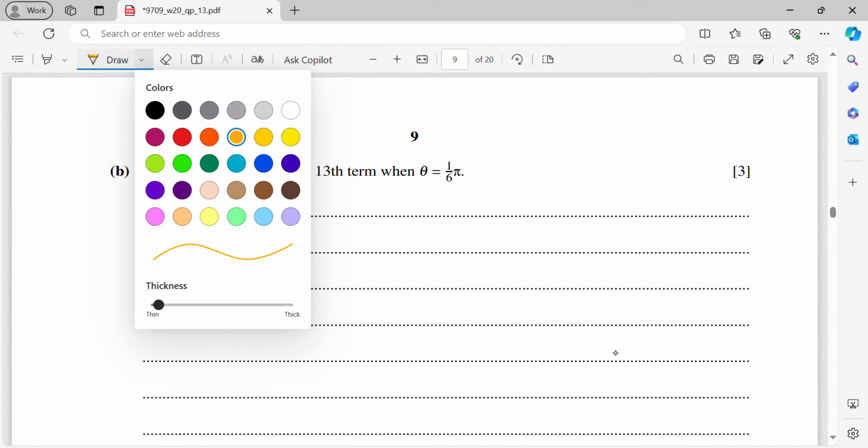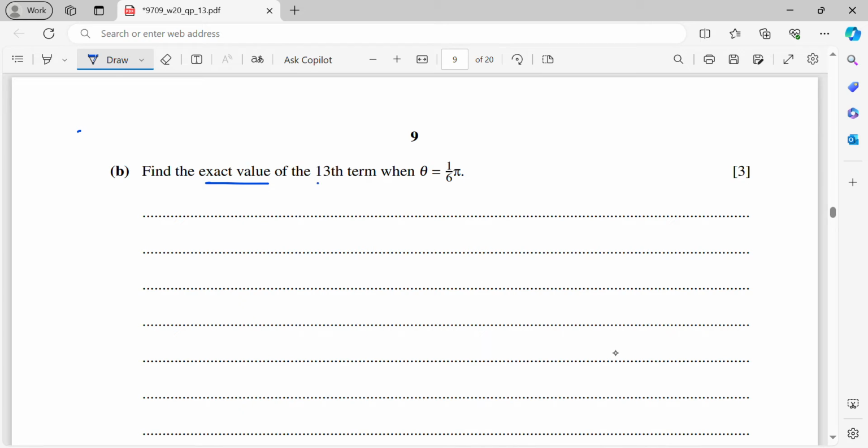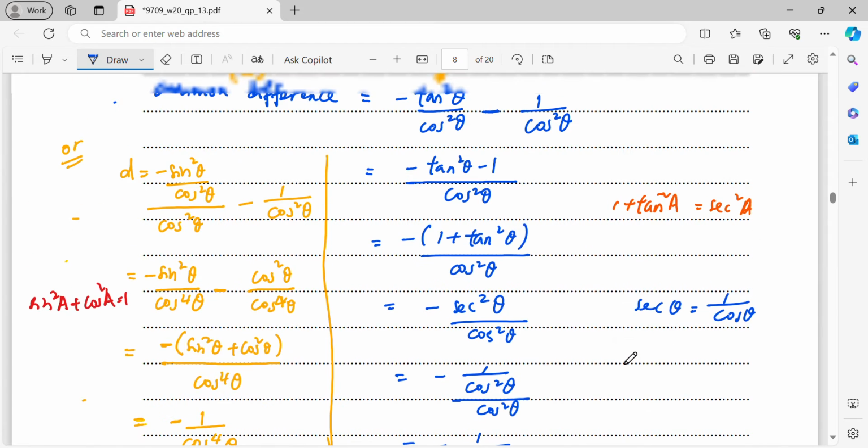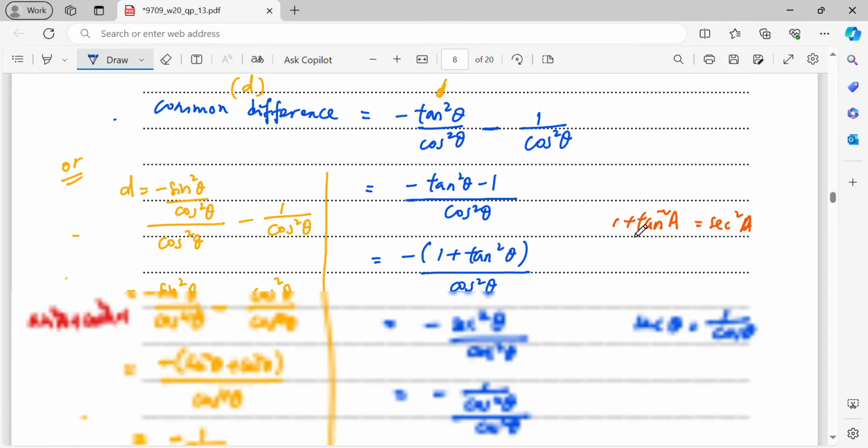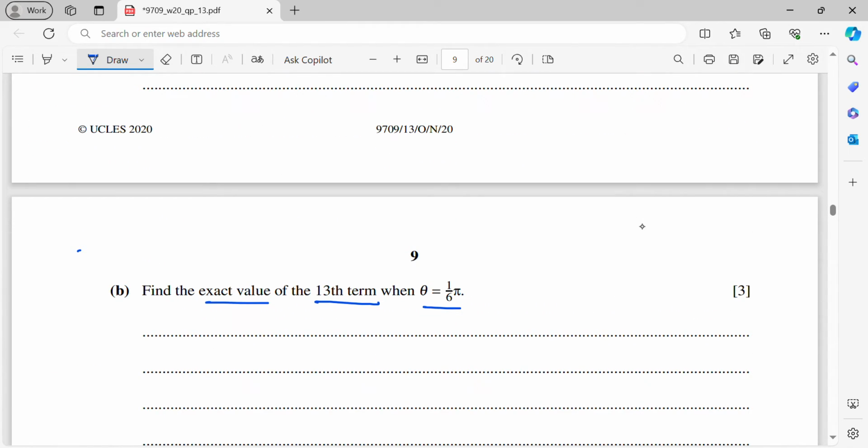B, find the exact value of the 13th term where theta equals to pi over 6. So now I need to find out what is my a first, my first term. My first term is 1 over cos squared theta. So theta is pi over 6. My a is 1 over cos squared theta. That means this is 1 over cos pi over 6, then squared. This is 4 over 3.